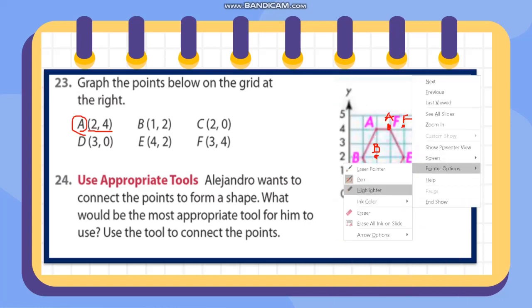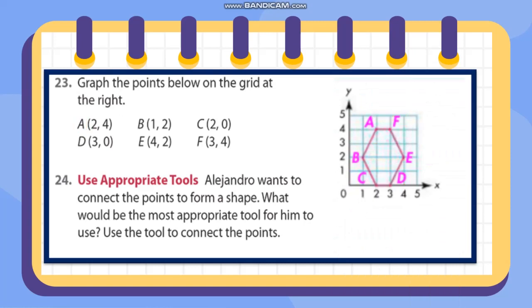If you connect all the points, this is the shape that you're going to find from the given points. Now Alejandro wants to connect the points to form a shape, and what would be the most appropriate tool for him to use? So use the tool to connect the points. The simple answer is a ruler or other object with a straight edge. Those are the appropriate tools that we're going to use to connect the points given from the coordinate grid.